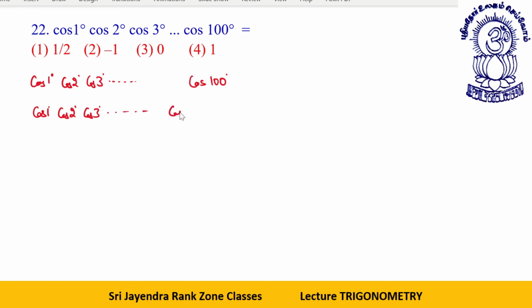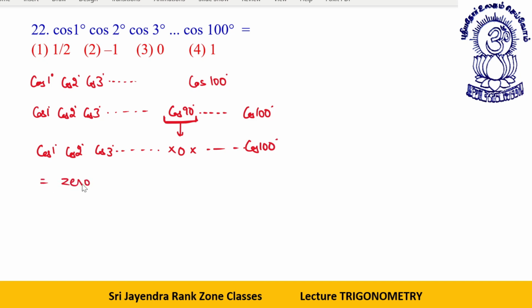In between, there will be a term cos 90 degrees, then it will go on to cos 100 degrees. This term is the key to this question. What is cos 90? Cos 90 is 0. So what do you get? You get cos 1 degree, cos 2 degrees, cos 3 degrees, dot dot dot, multiplied by cos 90. What difference does the rest make? The answer is 0. That is option number 3. Okay, clear?